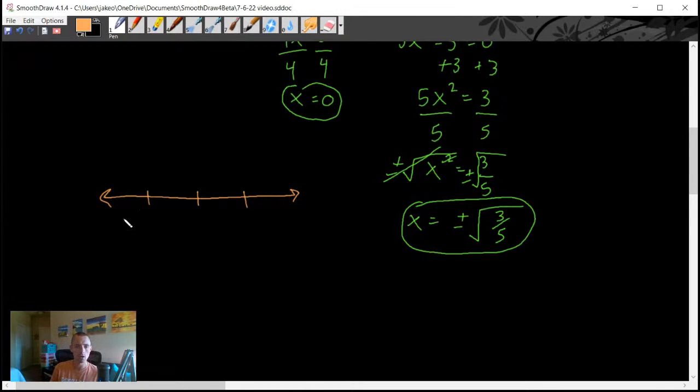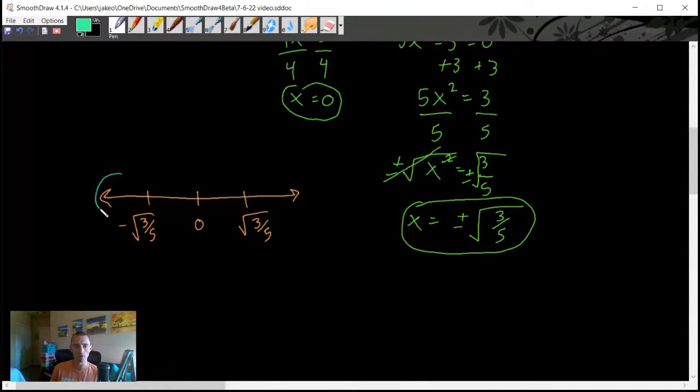In this case, we got 3. We got negative root of 3/5, 0, and positive root of 3/5. So these are our possible inflection points. So notice what this does if we take our number line of all real numbers and split it up at the points where we have our possible inflection points. What we've done is we've basically split our number line into 4 chunks.